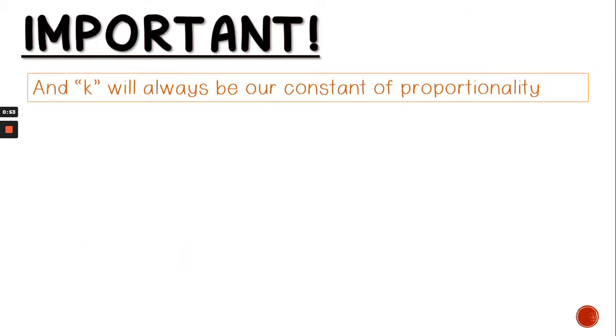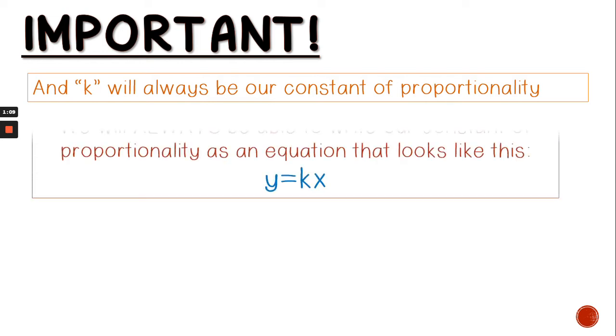It's important to note that k is what we use for our constant of proportionality, so they're going to say k a lot. I know constant starts with a C, but a C can look like a number and a k cannot. So k will always be our constant of proportionality.